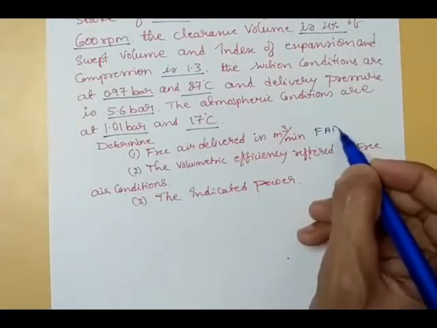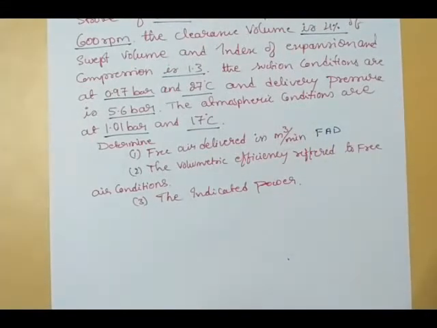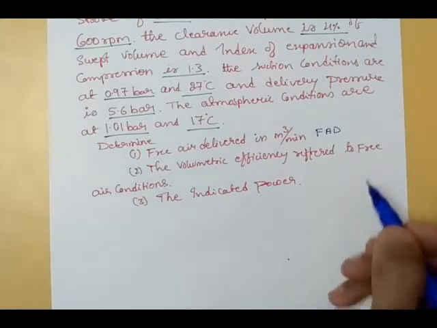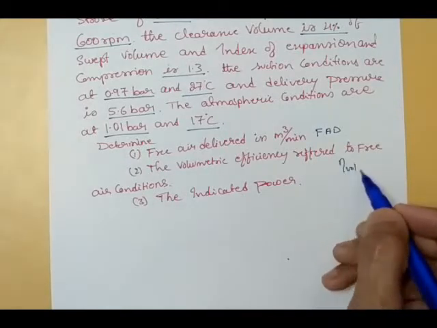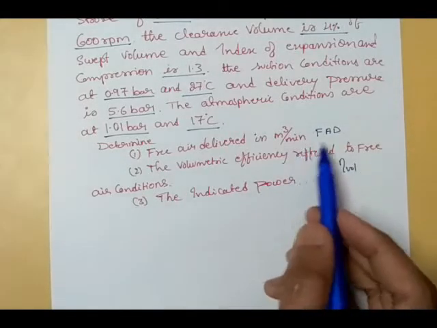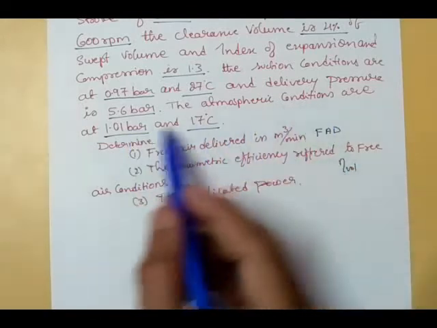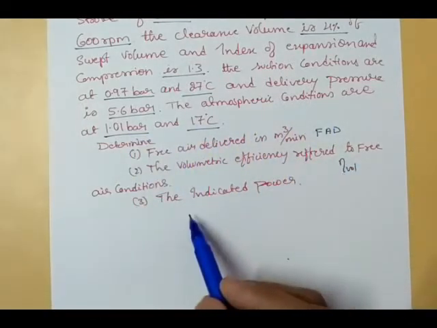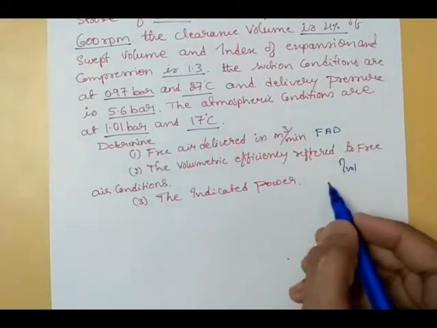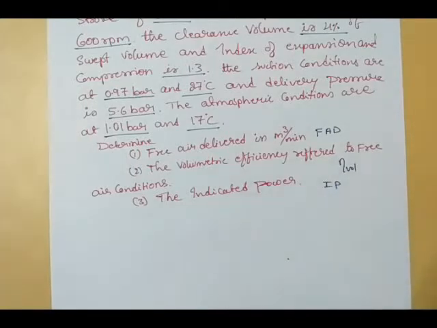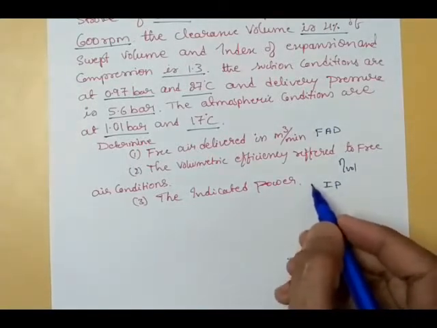So what we are supposed to find is, one, free air delivery. Then volumetric efficiency with respect to the atmospheric conditions. Then IP, indicated power. So we have to find out these three things.